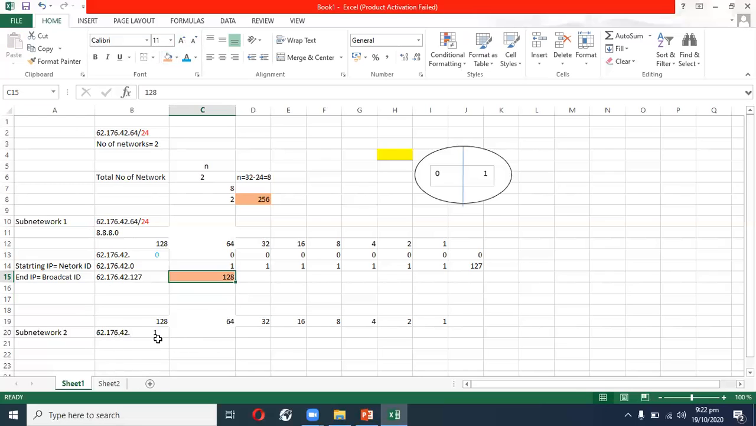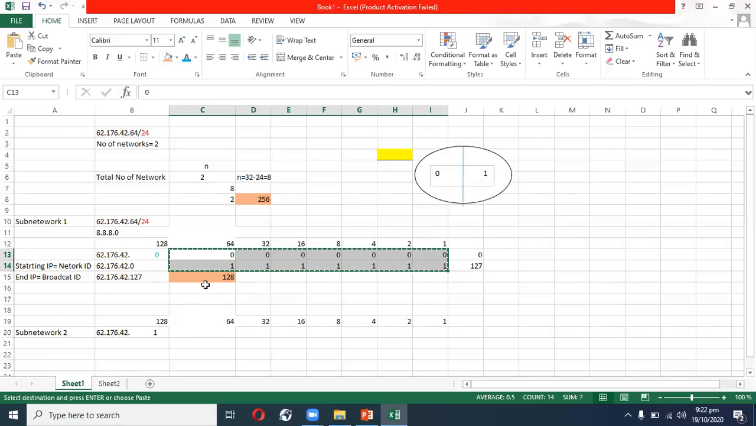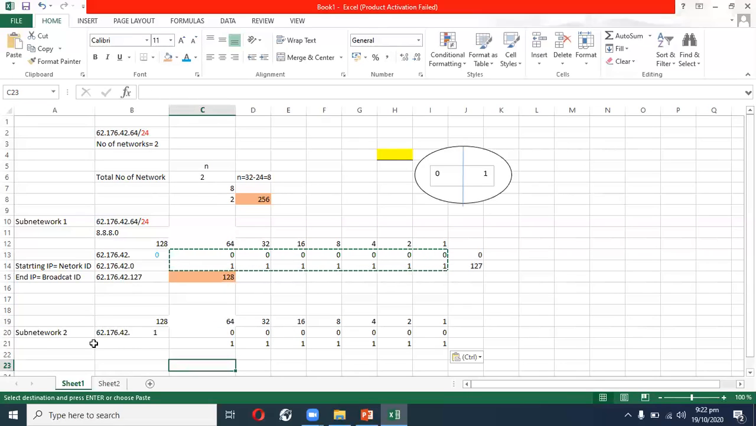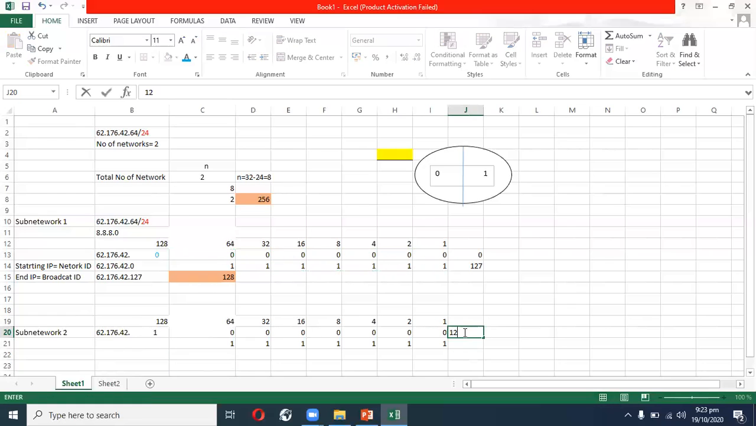Now let's do the same thing for subnetwork 2. This bit is fixed. So first, all the bits will be 0, like we have done in subnetwork 1. Let me just copy it. We'll do the same thing. First we will make them all 0, and second we will make them all 1. So when we add all these, only the first bit is 1, so it will become 128.